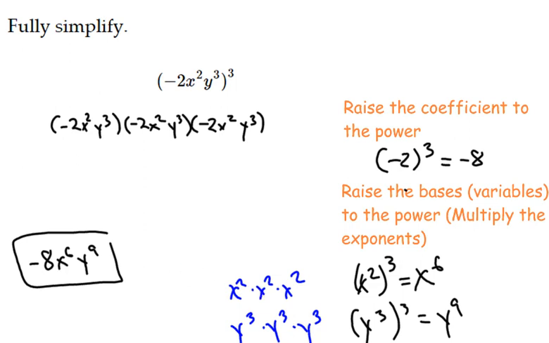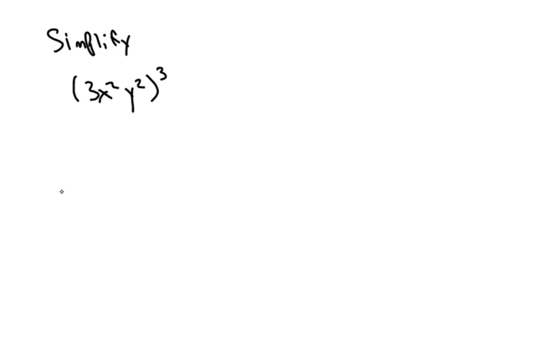Let's try one more. Here it says simplify 3x squared y squared, and then raise that to the third power. So 3 raised to the third power is 27. X squared raised to the third power is x to the sixth. Y squared raised to the third power is y to the sixth.